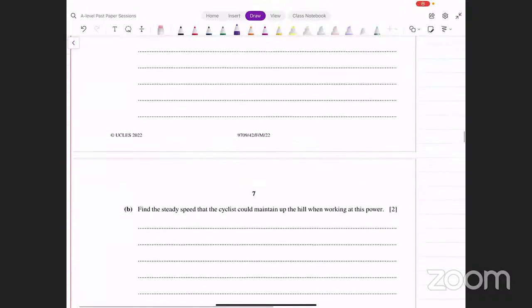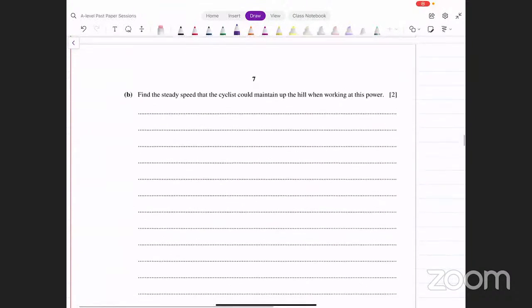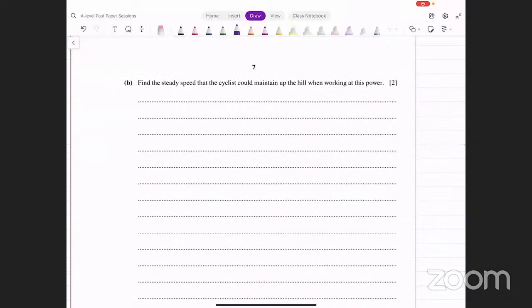Okay, let's move on. It says find the steady speed that the cyclist could maintain up the hill when working at this power. Now, this terminology is important. You should know about this. It says steady speed. What does this mean? Steady speed means your speed becomes constant at some point. Steady means your speed is not changing. When the speed is not changing, what about acceleration? Acceleration is going to be 0. Okay, steady speed means your acceleration will be 0 there.